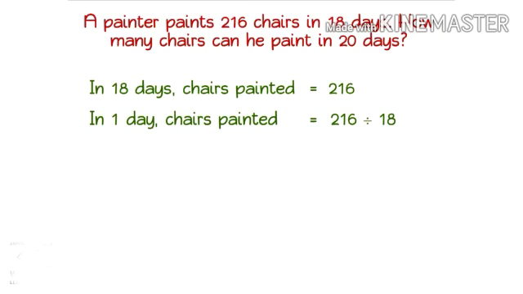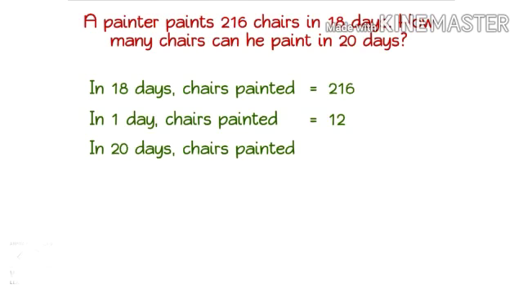Now we have to find out how many chairs we can paint in 20 days. So we have to multiply 12 into 20, which is equal to 240. So we got our answer. 240 chairs are painted in 20 days.